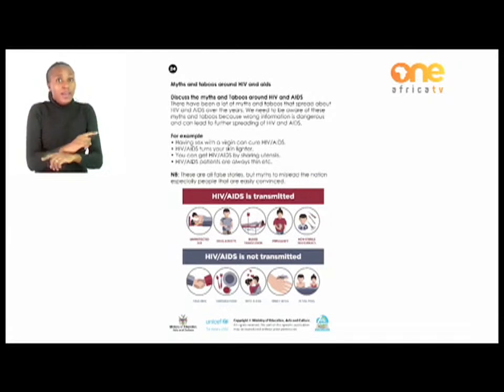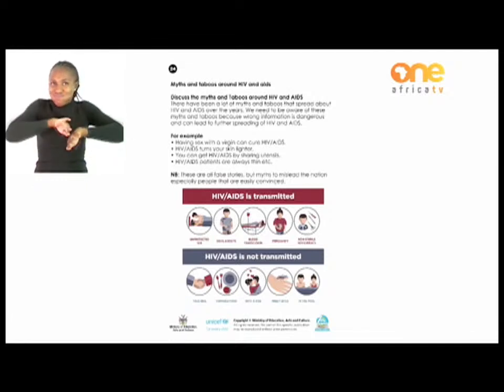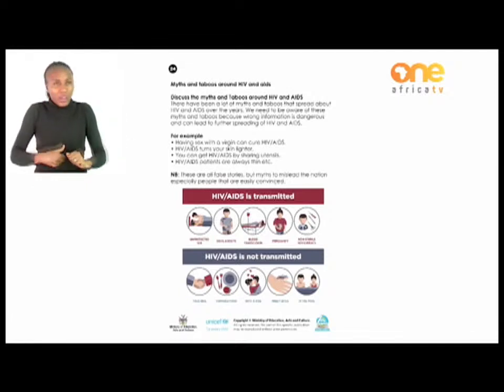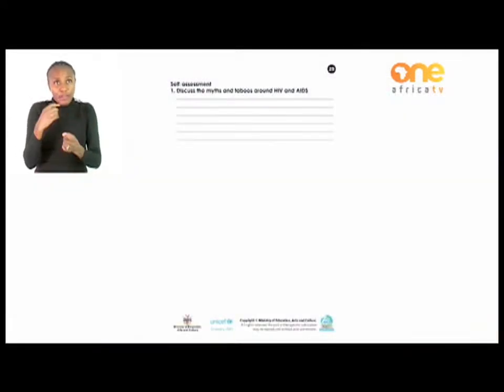Insect bites. This is also one way HIV cannot be transmitted, because insects do not have receptors and cannot get infected by HIV. Therefore, they cannot transmit the HIV virus because it is digested in their stomach. Or simply by taking a swim in the pool with someone, you cannot get HIV/AIDS. Let's turn to page 25 for our self-assessment. Discuss the myths and taboos around HIV and AIDS.